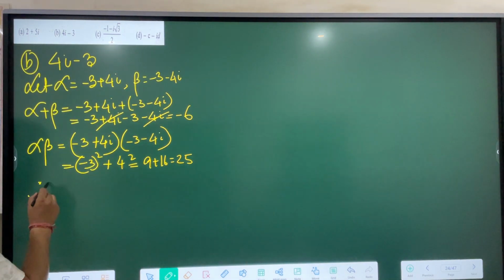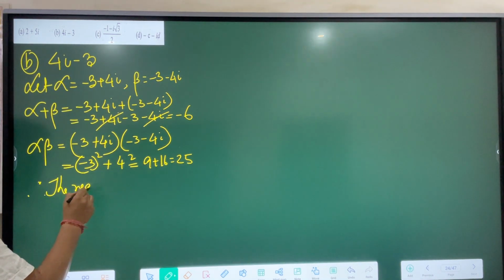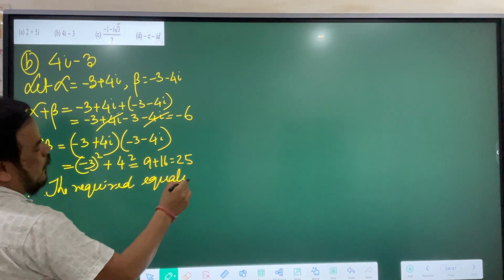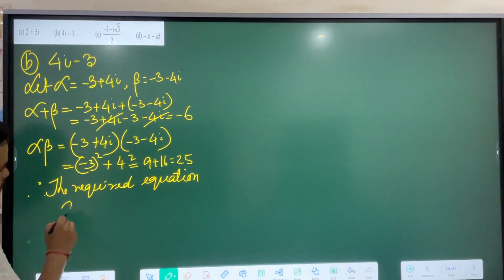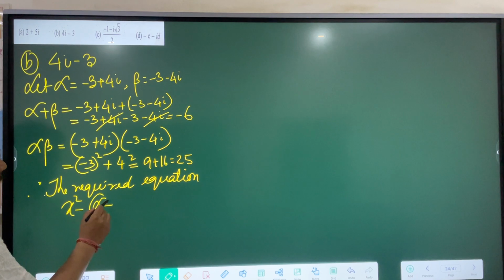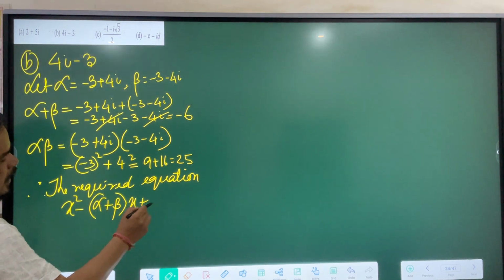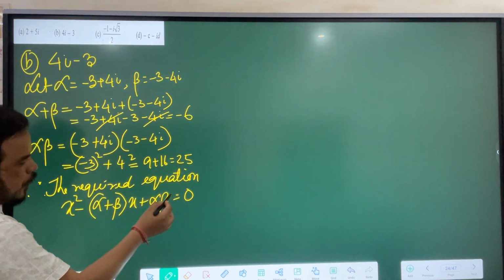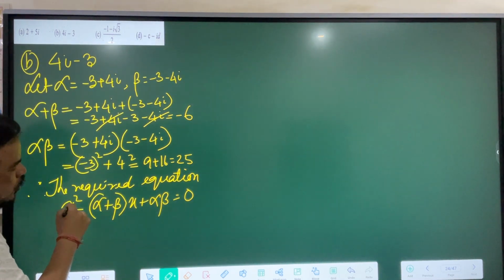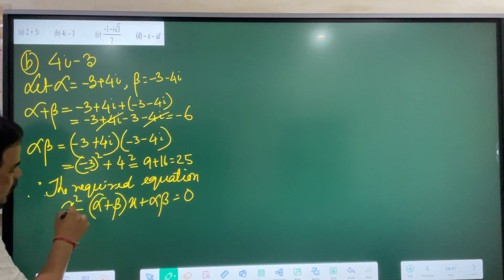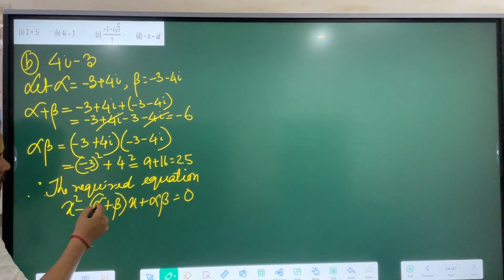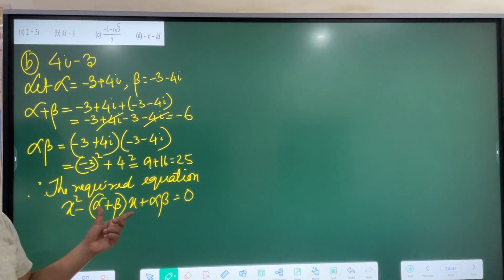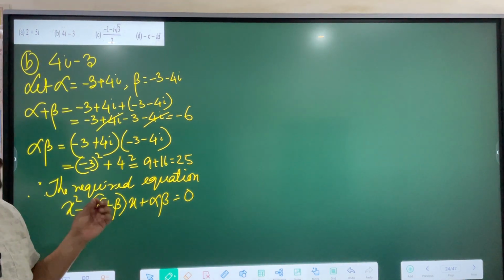Now let the required equation be x square minus alpha plus beta into x. Remember, when I write this equation, at the same time you also write, and when you write this equation, please speak it out loud from reading. Don't keep quiet while writing this. Read and write, then it will be permanently placed in your brain.